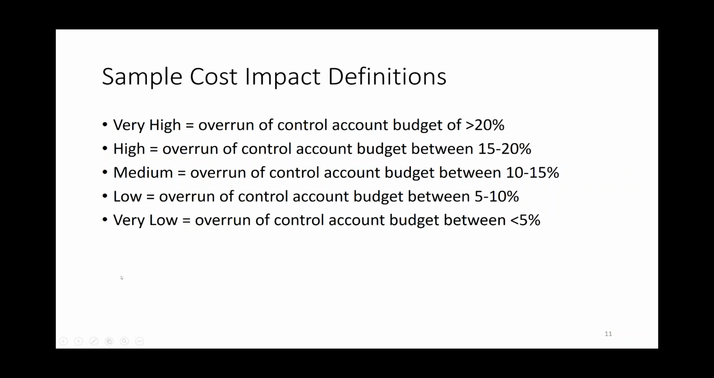So for cost, now let's look at cost. Notice that I said overrun of a control account budget of less than 5%. If you remember, a control account is a discrete deliverable. It's where I collect cost and schedule information. So if you don't want to say control account, you could say overrun of a budget line item, or overrun of a cost estimate of between 0 and 5%. I use control account. It's a common way to look at things in project management. But if you want to say overrun of an estimate by 5%, overrun of an estimate 5 to 10%.